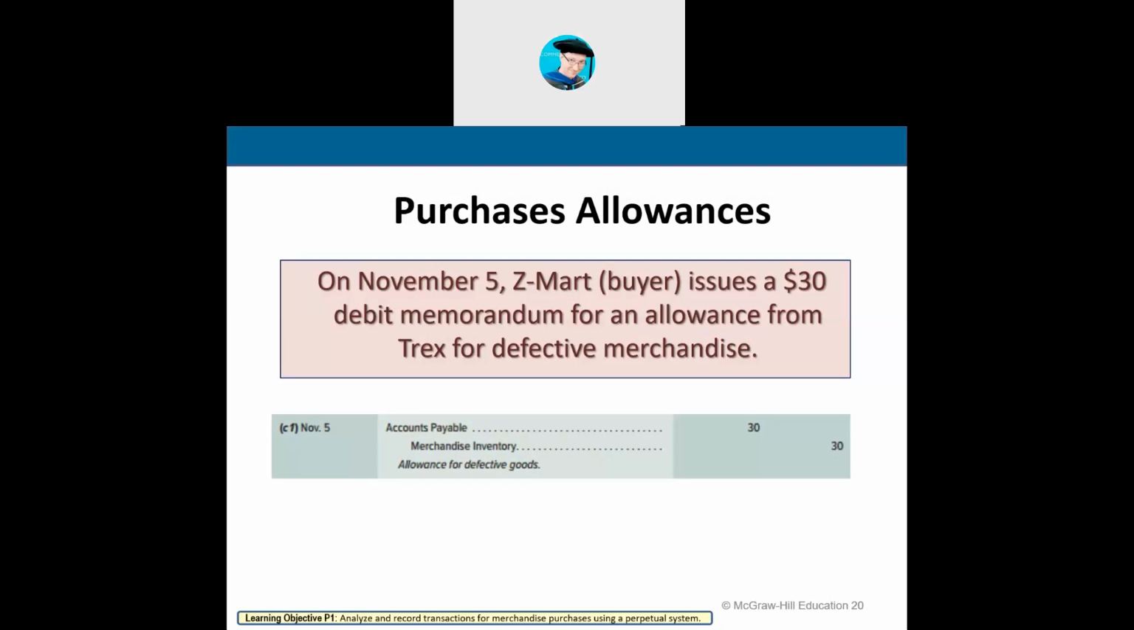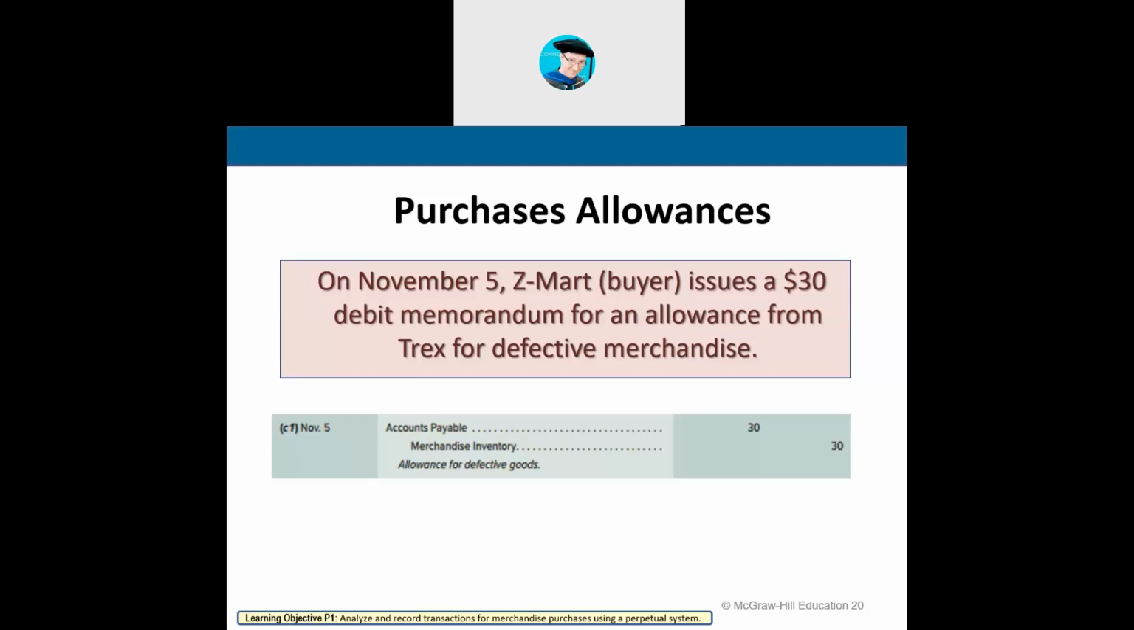November 5th, our company issued a $30 debit memorandum for the allowance from a deferred for defective merchandise. So, in other words, what happened? Our company bought a whole batch of inventory. Some of it didn't work.